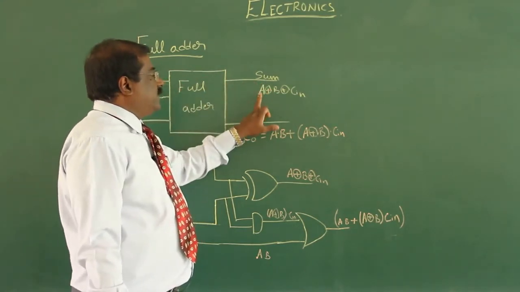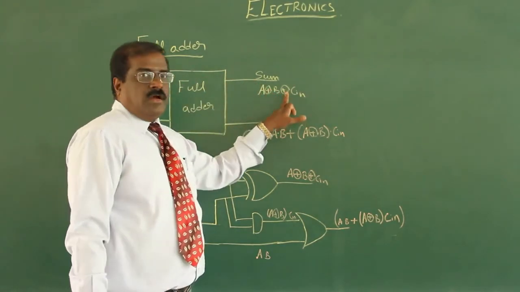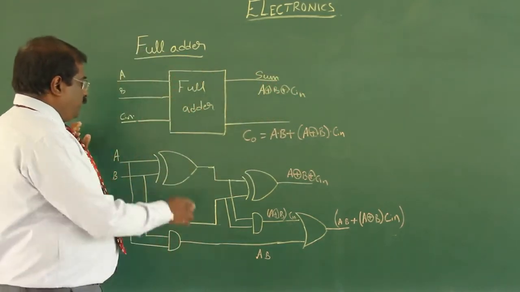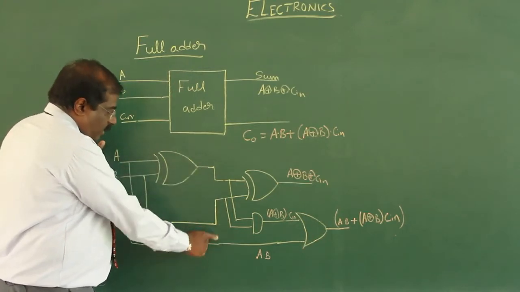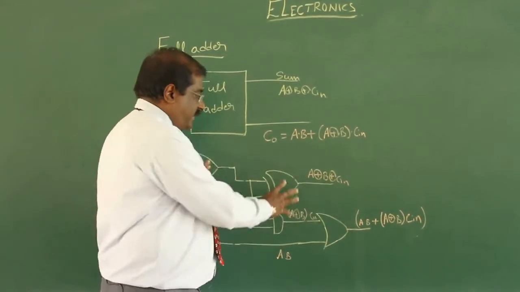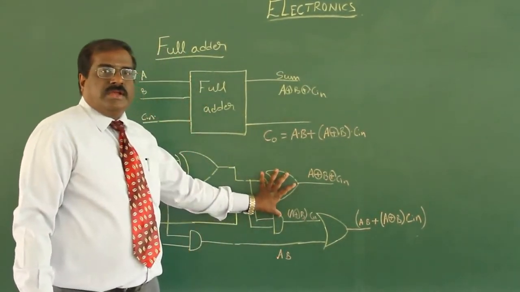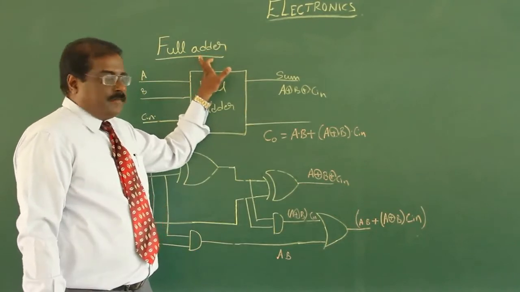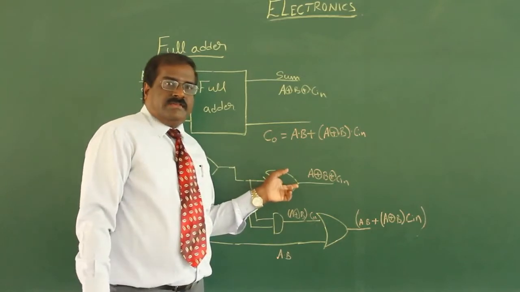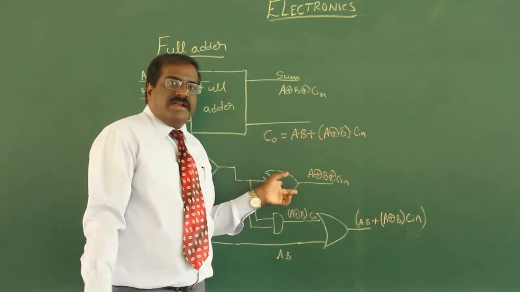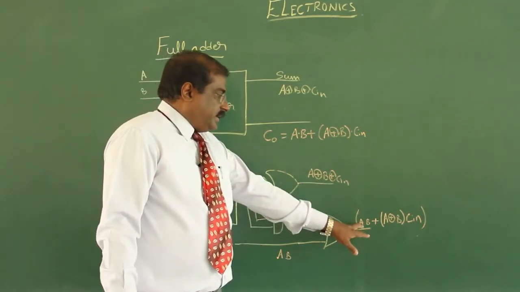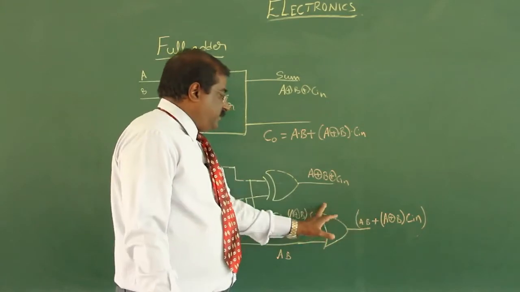The sum is what we declare as A XOR B XOR C. That is, two XOR gates can be used. If we assume this is one half adder and this is another half adder, both are clubbed together to get one full adder. The output of the first half adder is fed to the second XOR gate, or second half adder network. And the carry will be ORed together, A dot B plus, that is ORed here.